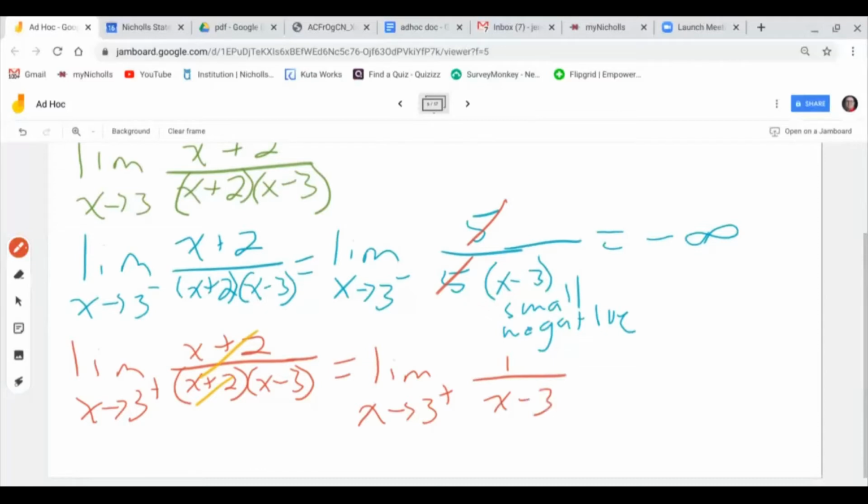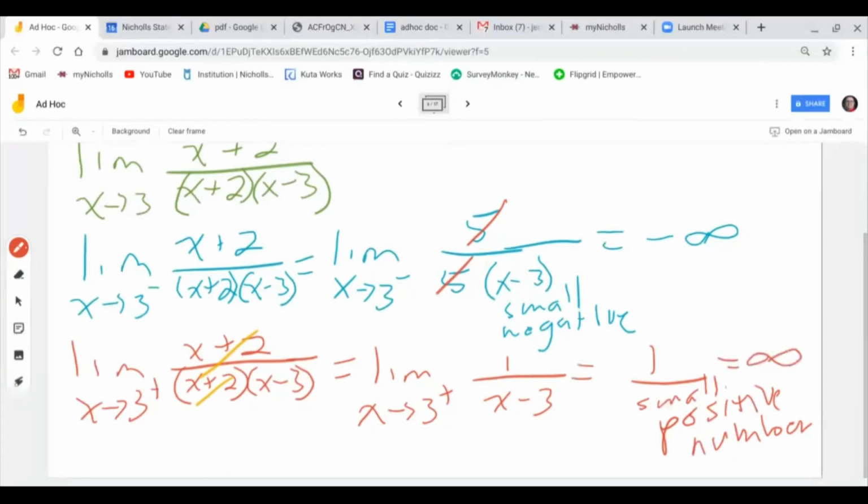Well, we're looking at a number that's slightly larger than 3, because it's approaching 3 from the right, and we're plugging that into that x there. And so we're taking a number that's slightly larger than 3 and subtracting 3 from it. What we're going to end up with is a very small positive number. And so whenever we do that, 1 divided by a small positive number is going to go to either positive or negative infinity. But since it's positive, it's going to go to positive infinity.